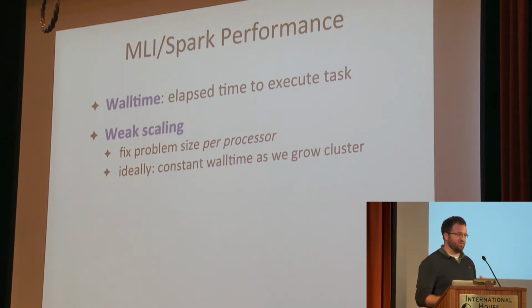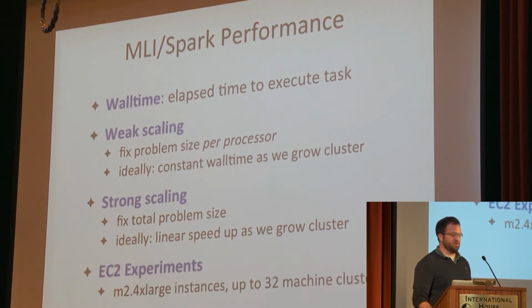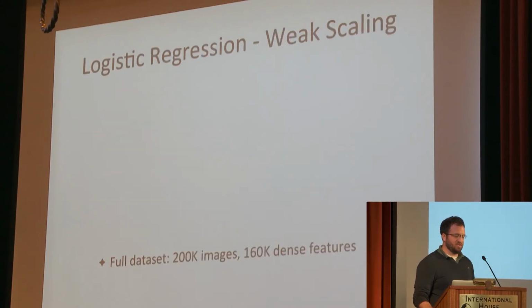First is weak scaling, where we fix the problem size per processor. So that is, if the task is 10 gigs on one machine, as we add machines, we add another 10 gigs to the problem size. And you would like to see a nice flat line here, in terms of as you add more machines, the task takes about the same amount of time. The other thing is strong scaling, where we keep the problem size fixed. As we add more machines, we'd like to see a linear decrease in the total amount of time it takes to train a model. So we ran all of our experiments on EC2, M2.4x large instances, up to 32 machines.